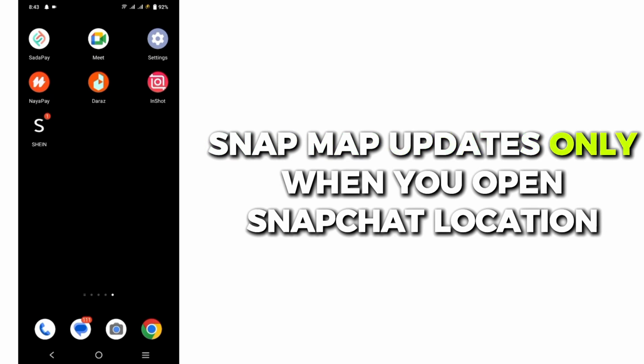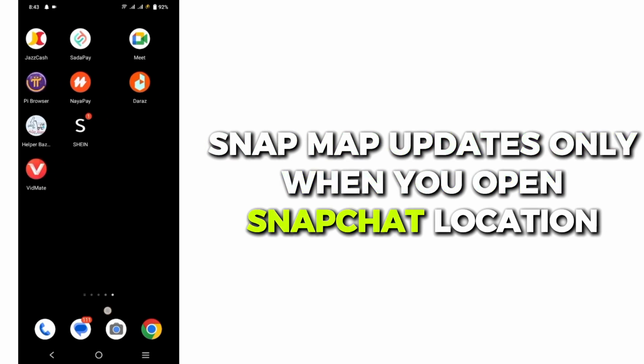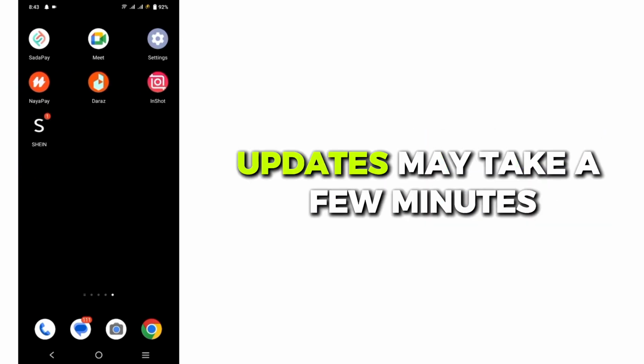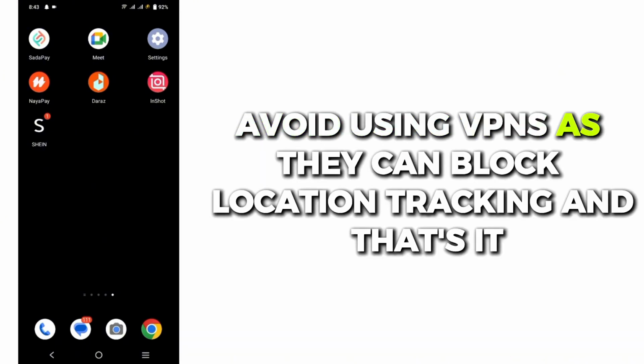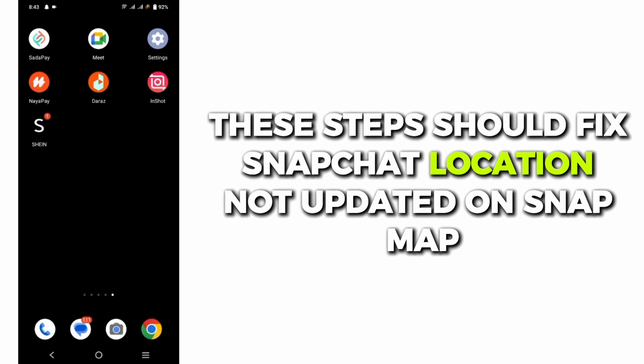Important tips. Snap Map updates only when you open Snapchat. Location updates may take a few minutes. Avoid using VPNs as they can block location tracking. And that's it. These steps should fix Snapchat location not updating on Snap Map.